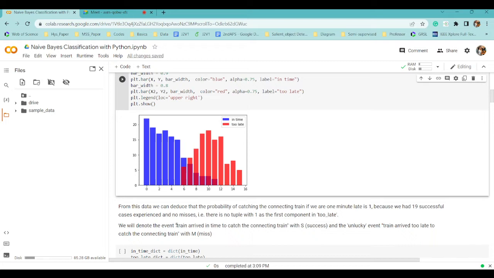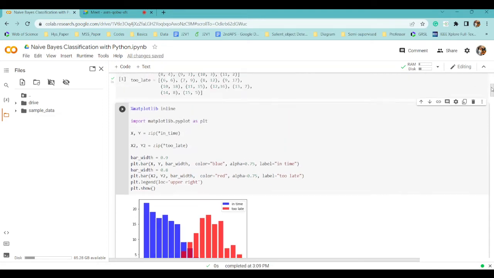Remember, what we are dealing with is probability, right? It is different from the other programming things we have done. So we are talking in terms of probability in Python, and you have to keep that in mind. That is what it is telling: we can deduce the probability of catching the connecting train if we are 1 minute late, because we had 19 successful cases with no misses, right?